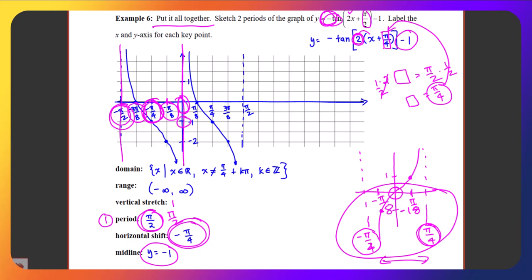Our midline goes down 1, so this middle point now ends up here. And then we just have to flip it. Normally it goes this way, but because of the negative, it's got to go the other way. So at this halfway point from the middle, it's going to go up 1, and from the middle, it's going to go to the right, down 1, because my scale is going to be 2 boxes for 1. So down 1 is 2 boxes. And there we go.